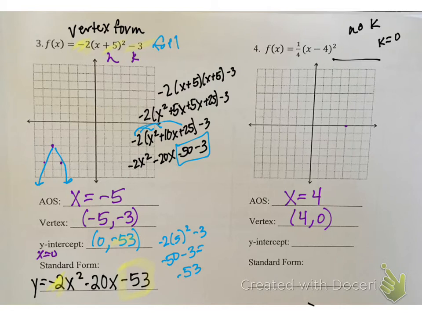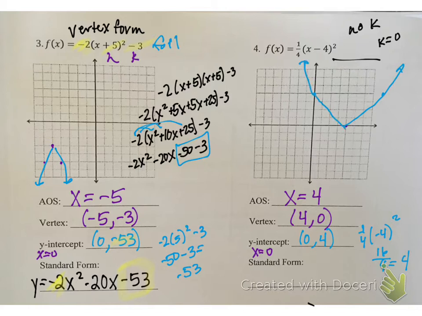My y-intercept is when x equals 0. So I'm going to plug in x equals 0 into my equation, and I get 1/4 times negative 4, or 0 minus 4, so negative 4 squared. Negative 4 squared is a positive 16, so 16 over 4 gives me a positive 4. So my y-intercept is at 0, 4. So I'm going to plot my point. I would have another one out here, and then I can connect my dots.